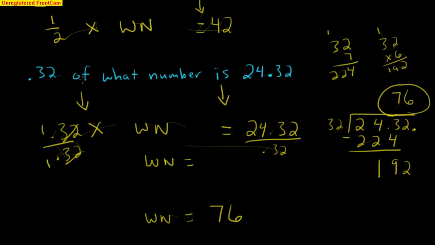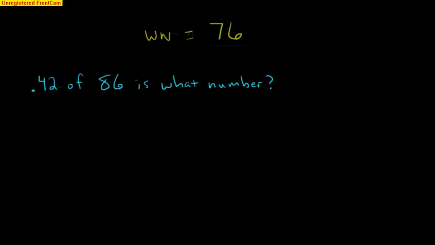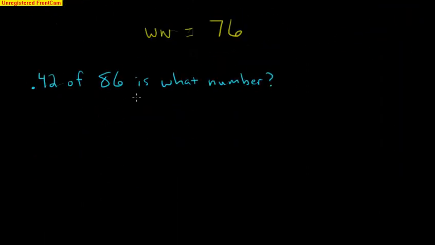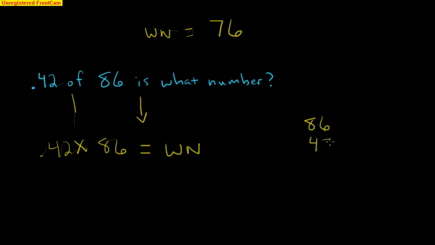Again, keywords are still is and of. We are setting up equations and solving. The only difference is instead of fractions, we're using decimals. 0.42 of 86 is what number? Keywords: is, something is n, and of is multiplication, 0.42 times 86. This is our favorite kind of equation to solve because the unknown is already isolated. We just have to figure out what 0.42 times 86 is.